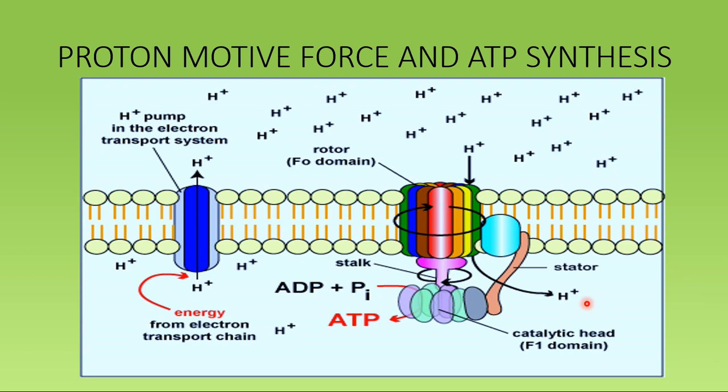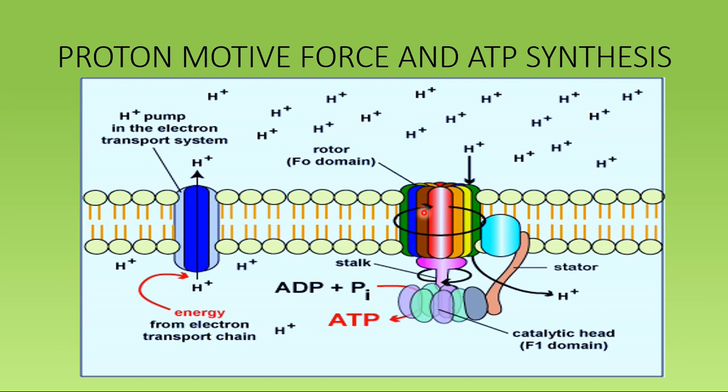Now what is happening? Proton movement through the A subunit of F naught drives rotation of the C. As soon as the protons are moving inside through the A, it is going to exert some sort of rotation in these C particles, which are 12 in number. So there will be a rotation, and this rotation is going to generate a sort of pressure called torque, and that is transmitted to F1.